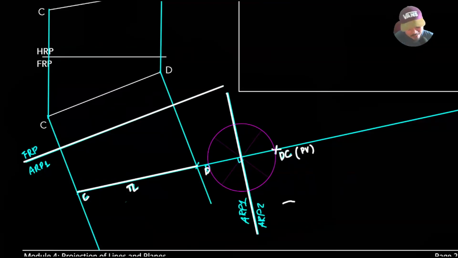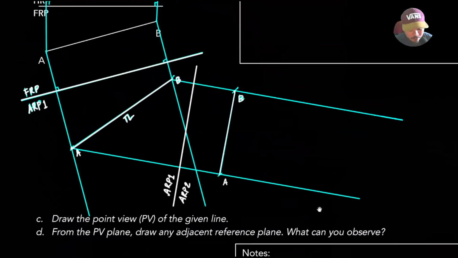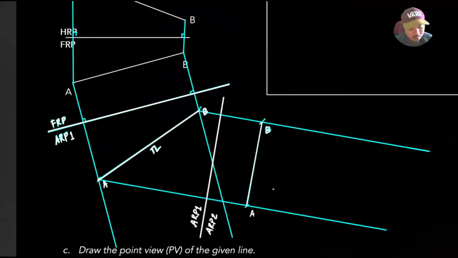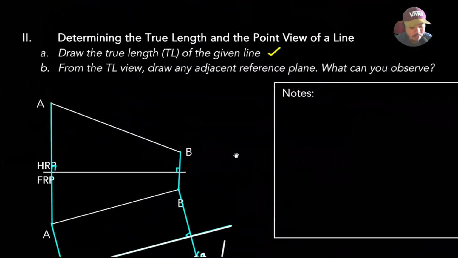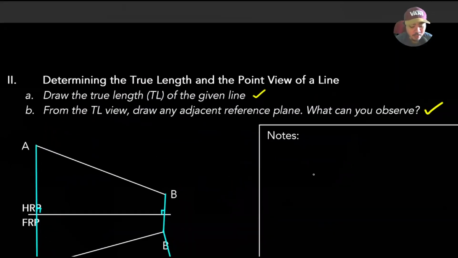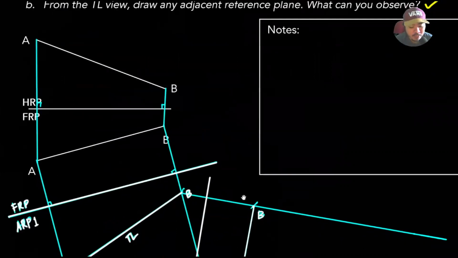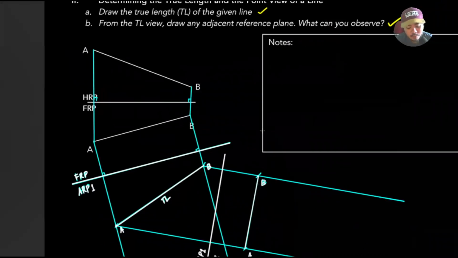Hindi ko pwedeng sabihin, kasi it's part of the problem, Lawrence, no? Pero siguro, ang mabibigay ko na clue is you can use this, yung observation natin dito. That's the clue, no? Mayroon tayong observation dito. Sabi natin na if meron tayong true length, always yung adjacent na line will always be parallel, no? So you can use that observation.